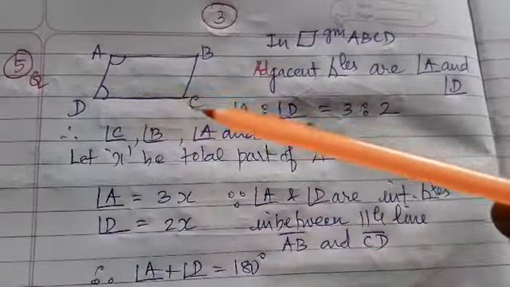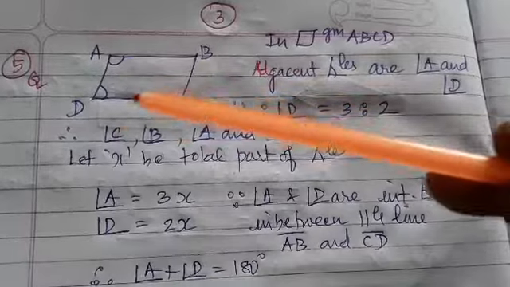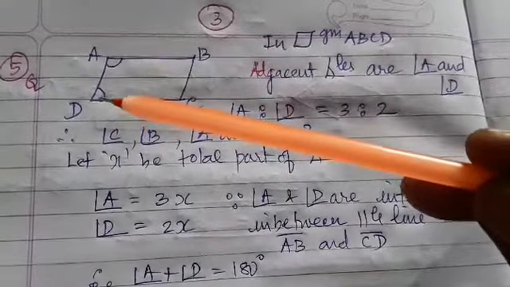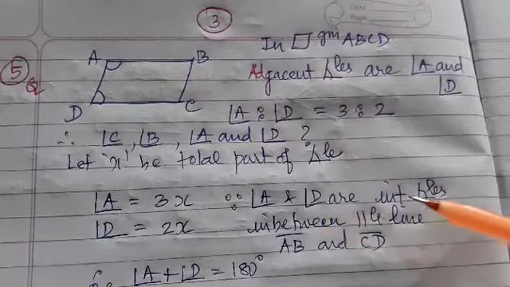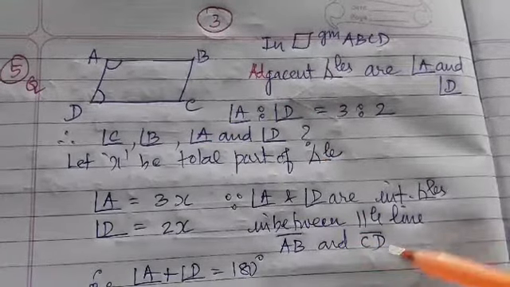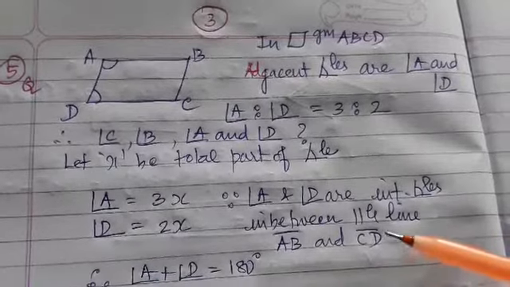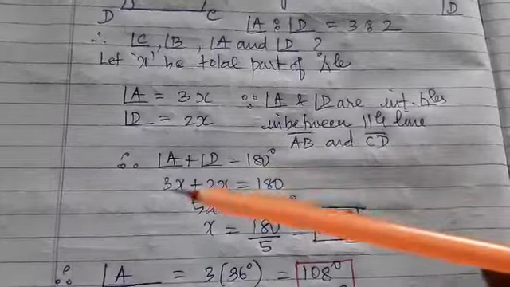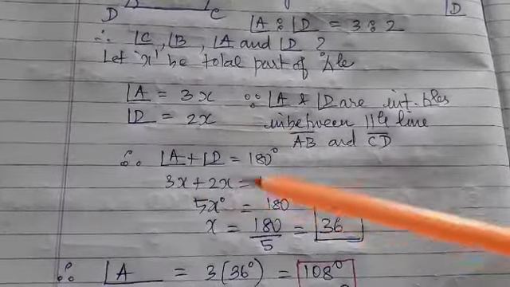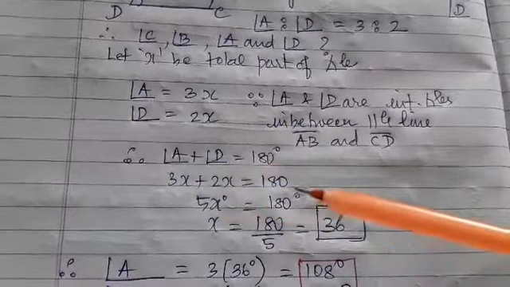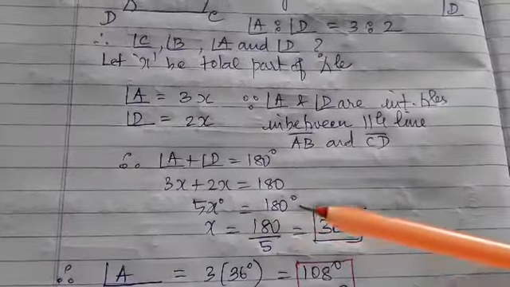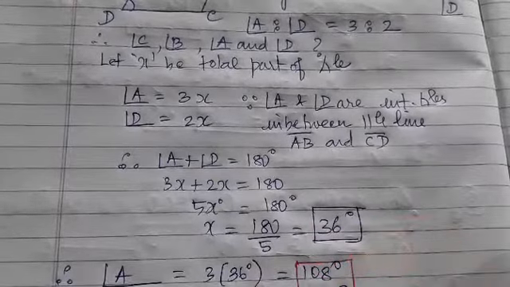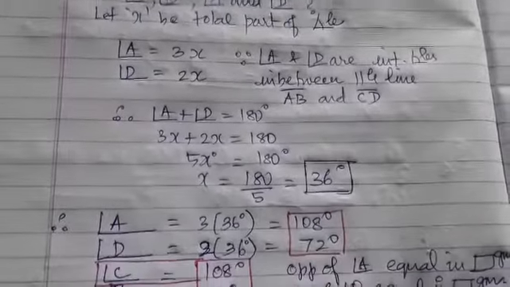Both are adjacent angles in a parallelogram. AB and CD are parallel lines, and A and D are adjacent angles. That means A and D are interior angles between the parallel lines AB and CD. Therefore, angle A plus angle D equal to 180 degrees. A is 3x, D is 2x. 3x plus 2x equal to 180. So 5x equal to 180 degrees. Therefore x equal to 180 upon 5, so 36 degrees is the x value.